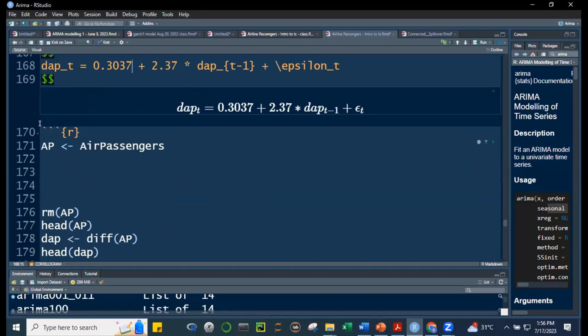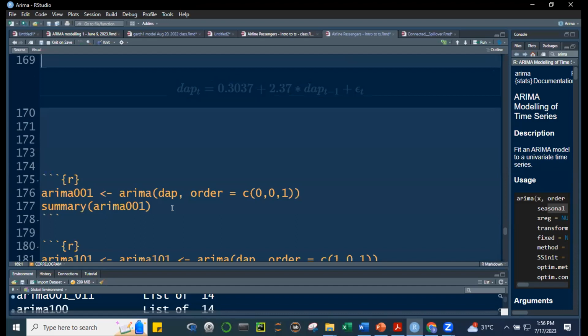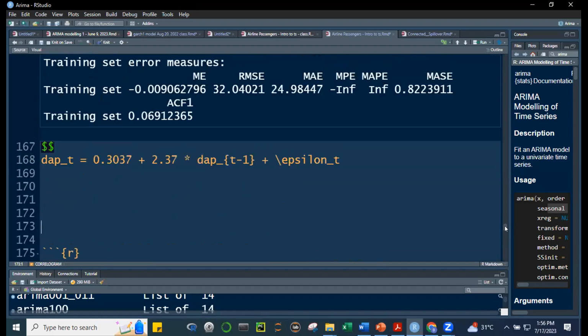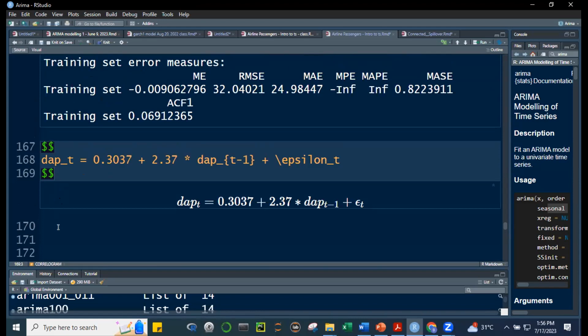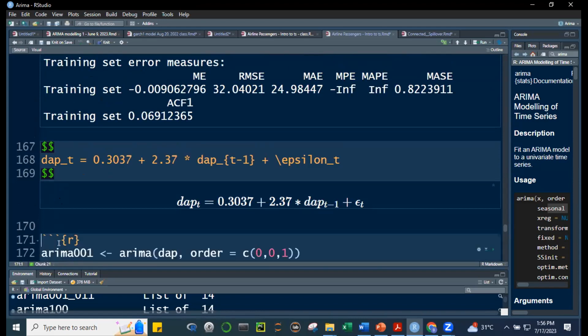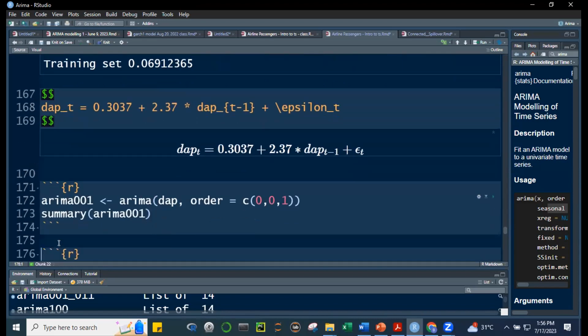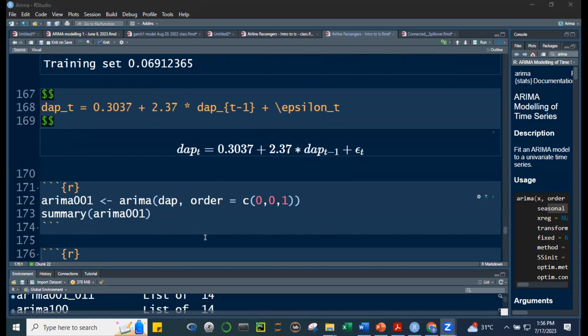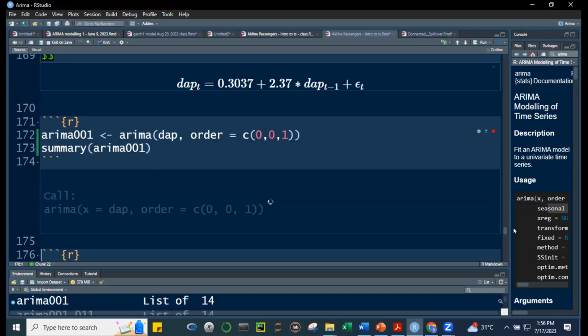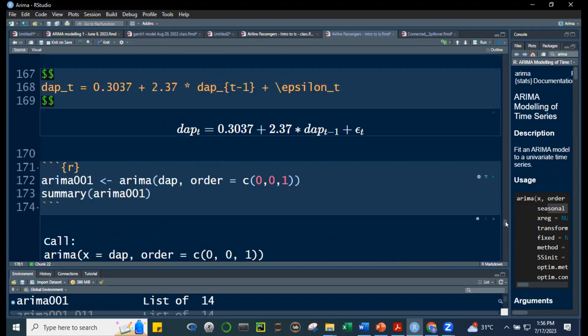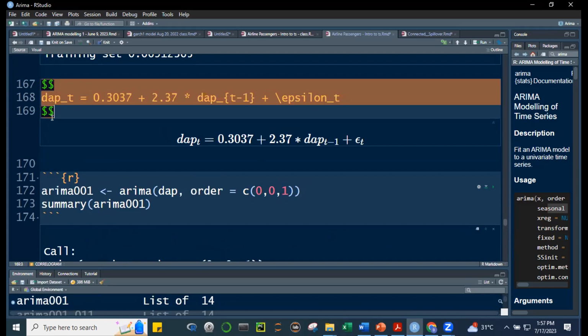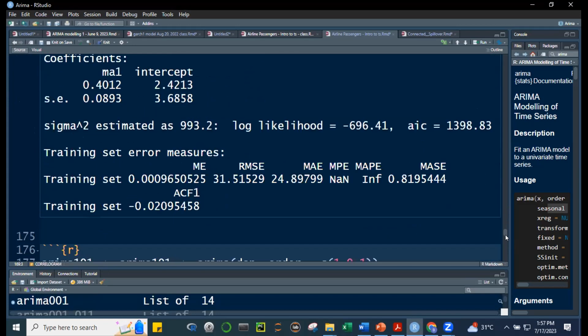Okay, ngayon, another trial class. What if it's MA process, MA1? So here, I'm doing ARIMA 001. Wala nang difference kasi DAP na to, di ba? Naka-difference na yan. So same thing, ARIMA, and then ang order natin, 001. And then print natin, so we get this. Copy na lang natin to. Control C. Control V.